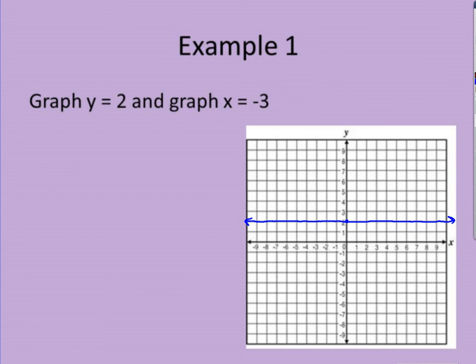To graph the line x is equal to negative 3, we'll go to where x is equal to negative 3. We want all values where x is negative 3, which will be the vertical line that goes through the x-axis at negative 3.